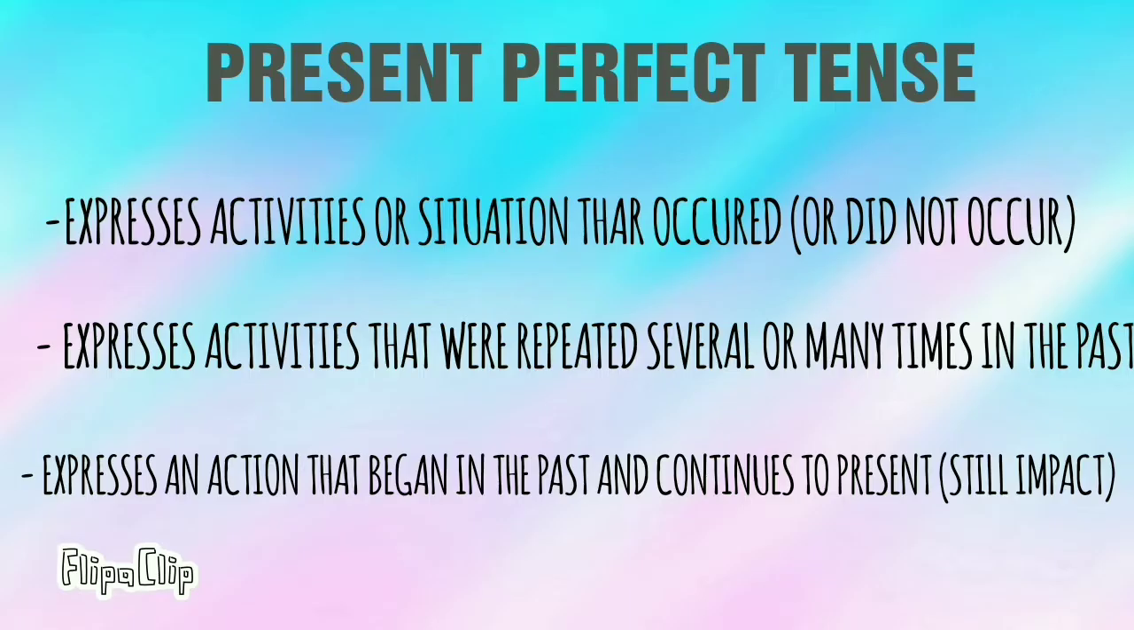Present perfect tense. Present perfect tense expresses activities or situations that occurred or did not occur, expresses activities that were repeated several or many times in the past, and expresses an action that began in the past and continues to the present or still has an impact.